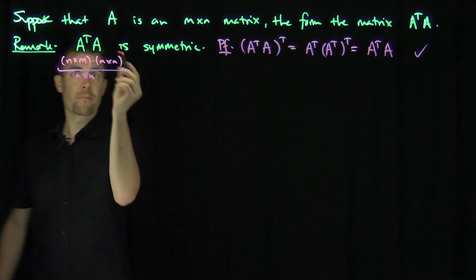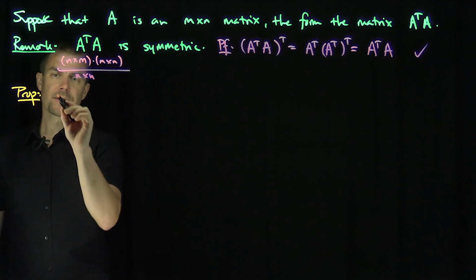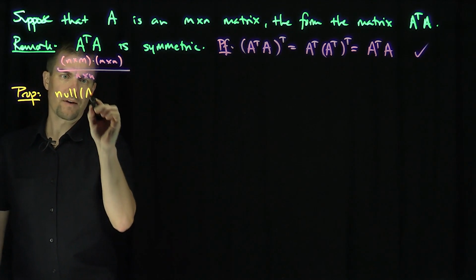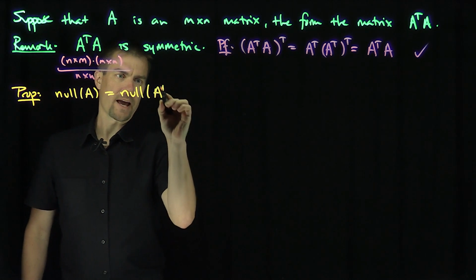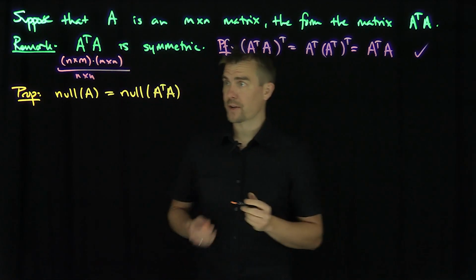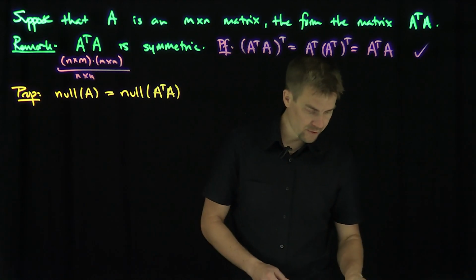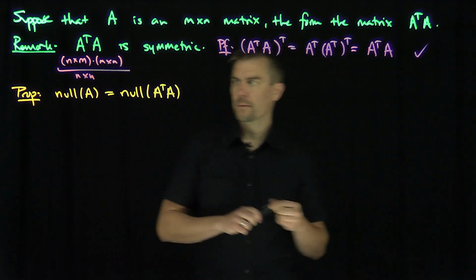Now, the first proposition we have about this A transpose A, which is going to help us out a lot, is that the null space of A is the same as the null space of A transpose A. So these two matrices have the same null space. So let's prove this proposition. The proof goes as follows.